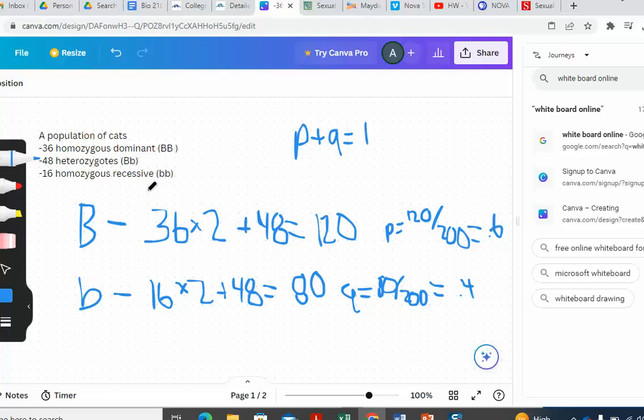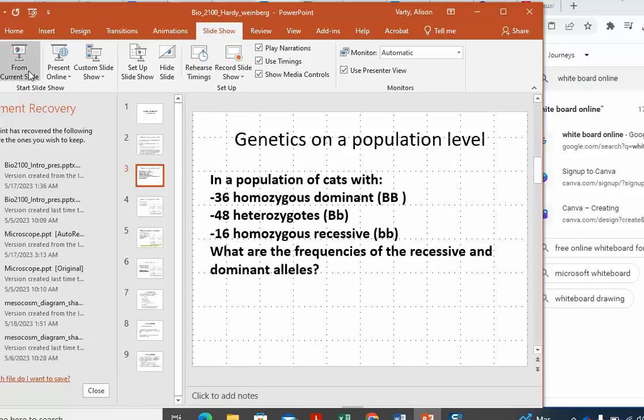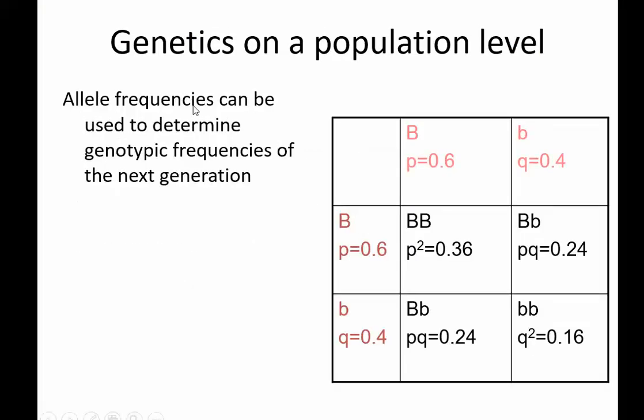So in our population of cats, we know the number of these dominant and recessive alleles, and we also went ahead and calculated the frequency. So now I want to go back to this presentation and show you how we can use the p and q, the frequency of the dominant and recessive alleles, to determine the frequency of the genotypes. So here I'm using a population level Punnett square. And in this square, what we have is the chance of two dominant alleles being found in the offspring. So that's 0.36 or p squared.